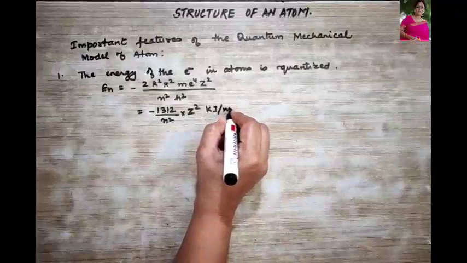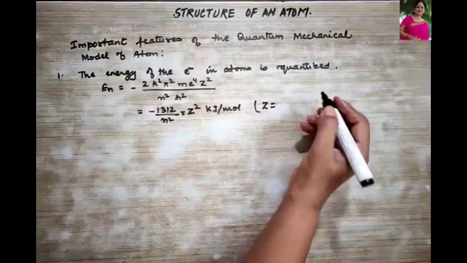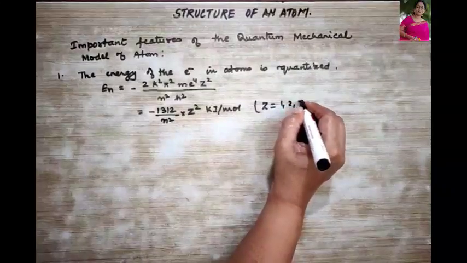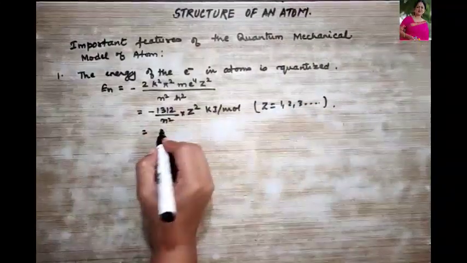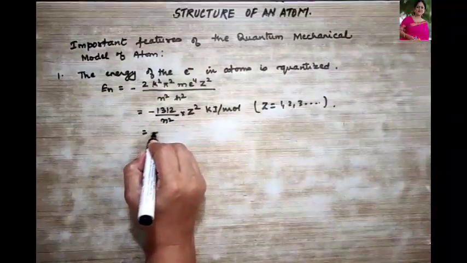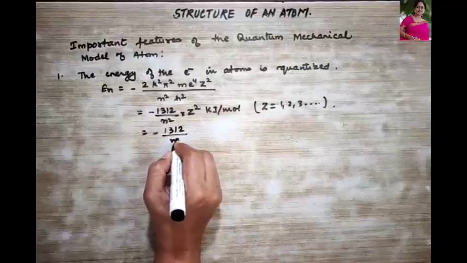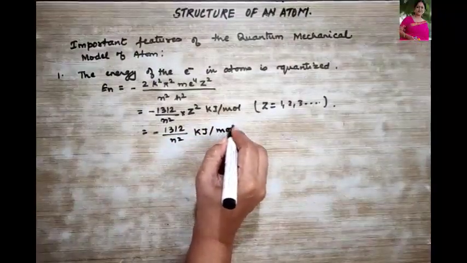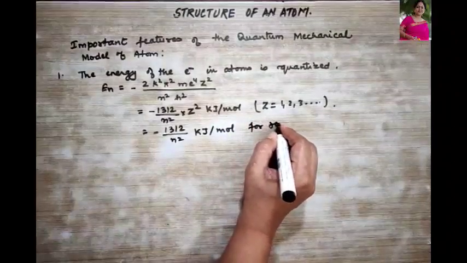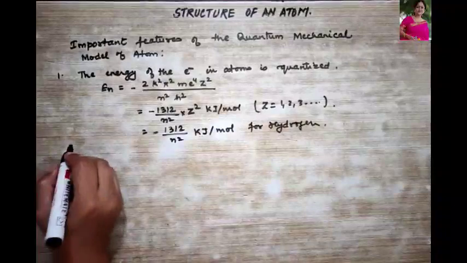kilojoules per mole, where over here what was z? Z was your atomic number, which could be 1, 2, 3 and so on. Or for hydrogen atom, it was minus 1312 upon n square kilojoule per mole. This was for hydrogen. This was the first point.